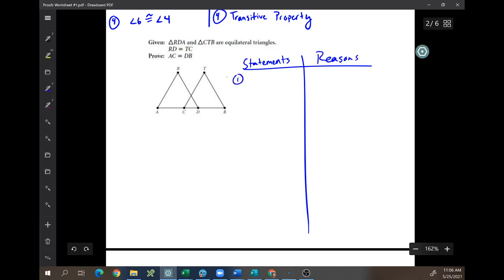I'm going to put a 1 in here and just put in all of my givens. So triangle RDA and triangle CTB are equilateral triangles. That was given. And then RD equals TC, that was also given. I put these as 2 lines. You could have kept them as 1 line if you wanted to.